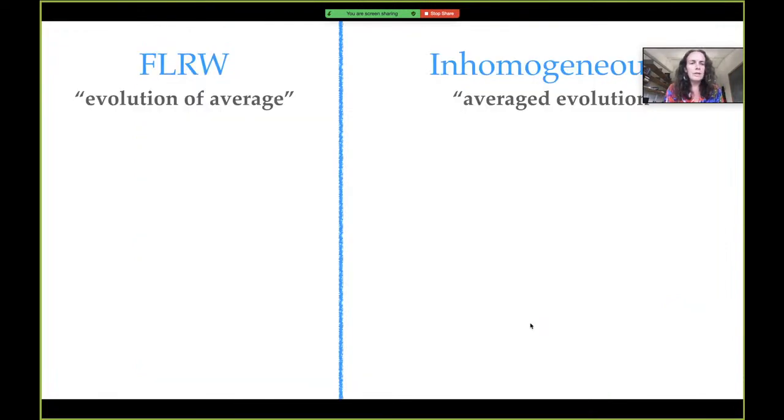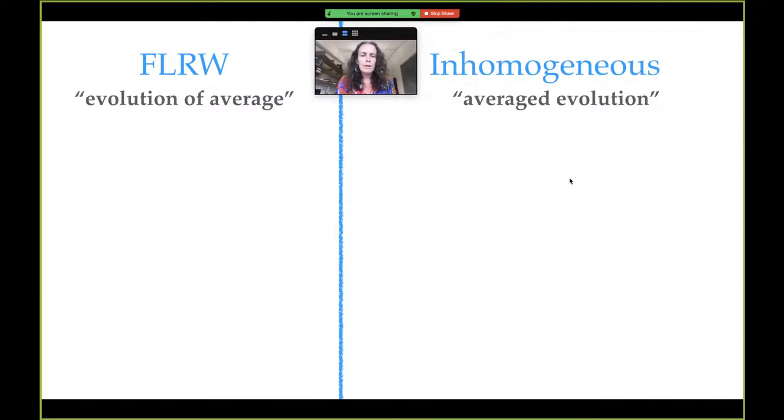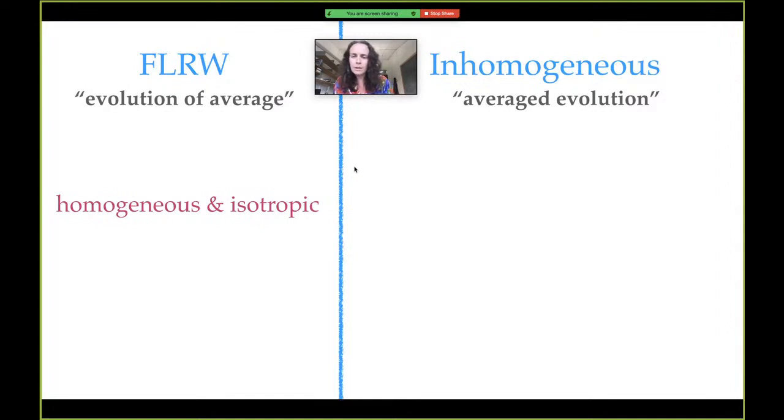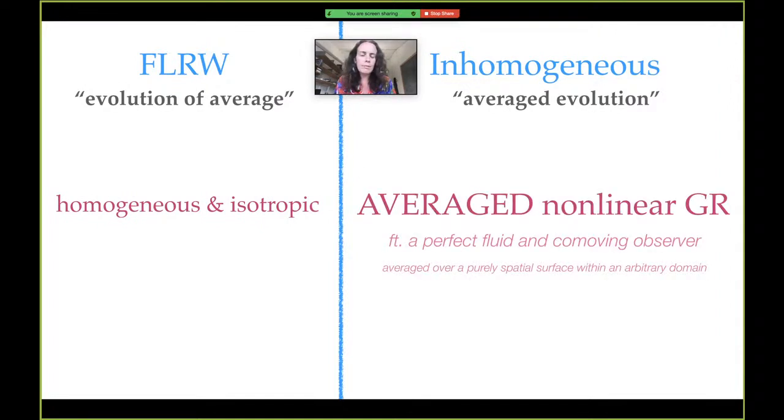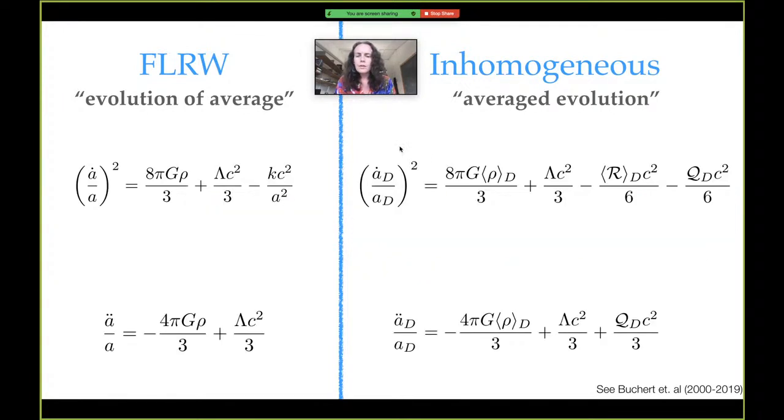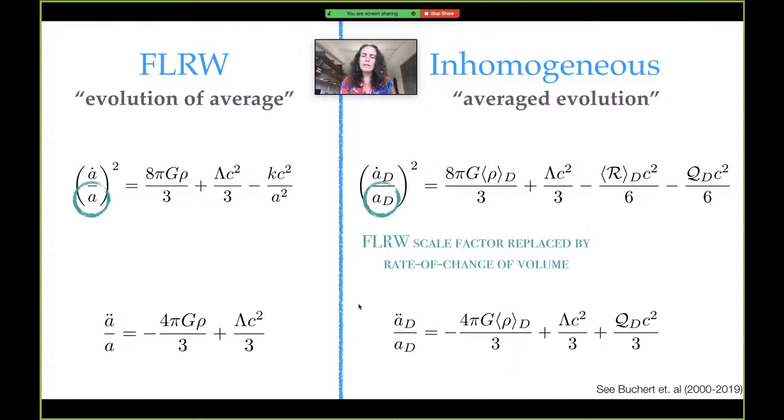And again, Daniel went over these equations a little bit before, so I'm just going to give a brief introduction to these as well. On the left-hand side, we've got our homogeneous isotropic FLRW equations, and I'm going to make a direct comparison to the corresponding equations for an inhomogeneous universe. These are fully nonlinear GR averaged over a particular spatial domain. This is featuring a perfect fluid and an observer that is co-moving with the fluid flow. These two equations look like this, and they look quite similar. So let's just look through some similarities and differences.